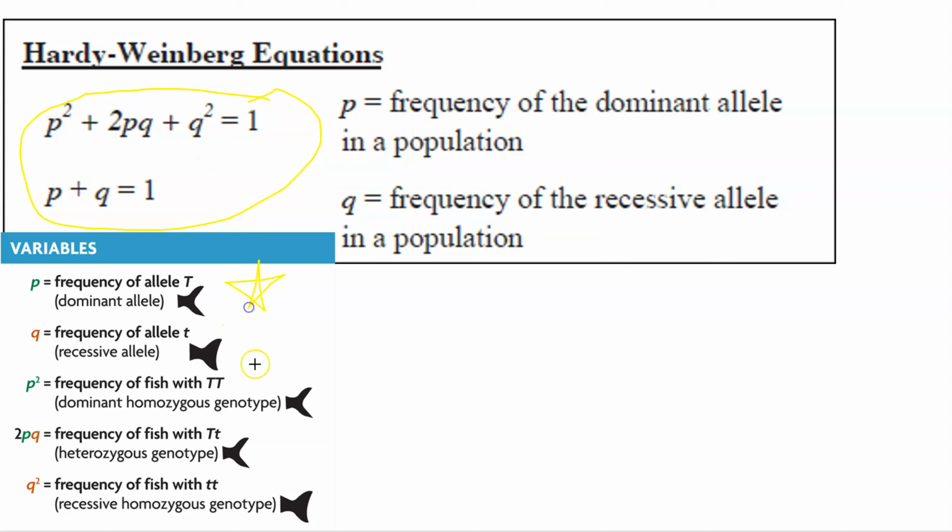This little graph right here is very important. P's and q's, and they tell you exactly which one stands for what. P is the frequency of the dominant allele, q is the frequency of the recessive allele, and p squared, 2pq, and q squared are the homozygous dominant, heterozygous, and homozygous recessive frequencies. It's very important that you understand those two situations.